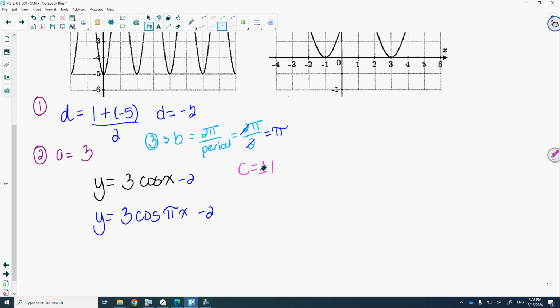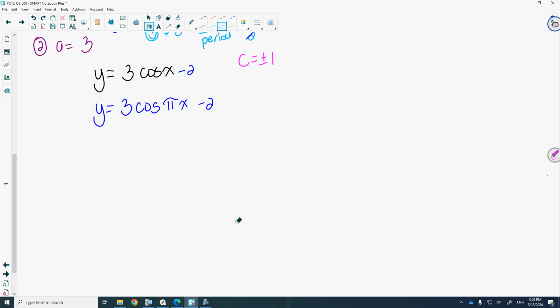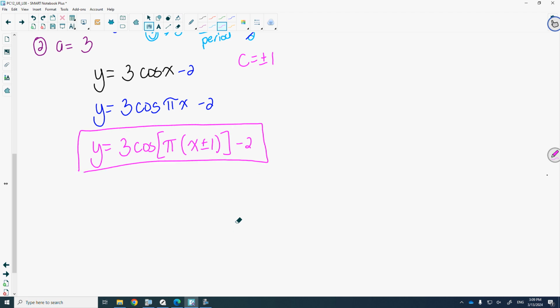So our C value is plus or minus 1. So what we're going to do is, the equation would be 3 cosine. Now I want to create my b value in front of a bracket. So x plus or minus 1 and then minus 2. This would be the answer, and I'm going to show you how we could punch this into our calculator and verify that we were in fact correct.